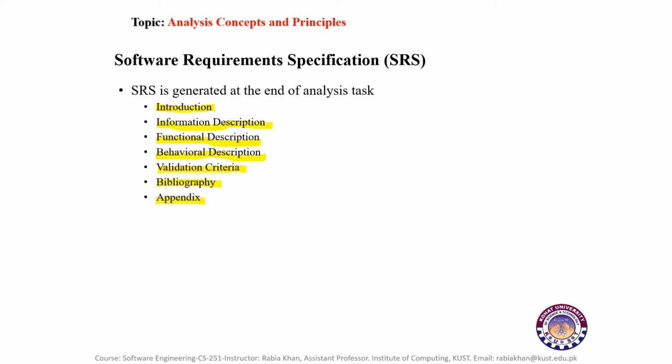In your final year projects, you generally write proposals. So your final year proposals are the short version of the software requirement specification. There you also need to discuss in brief all these segments. So it is the shorter version of the SRS, your final year project proposal.